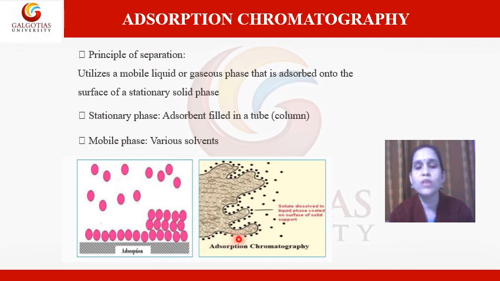So this is your adsorption chromatography technique. This is the stationary phase, and when we pass the solvent, the solutes dissolved in the liquid will adsorb on the surface of this stationary phase, and they will be separated on the basis of their polarity.